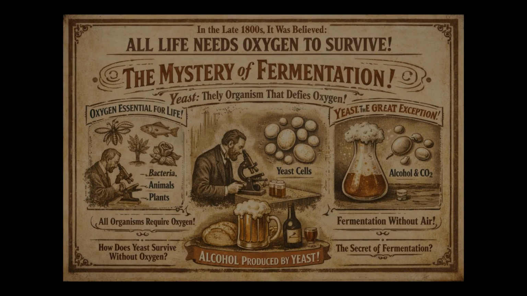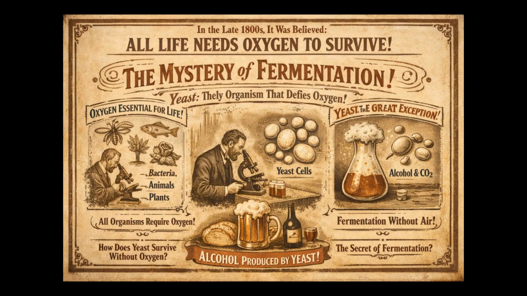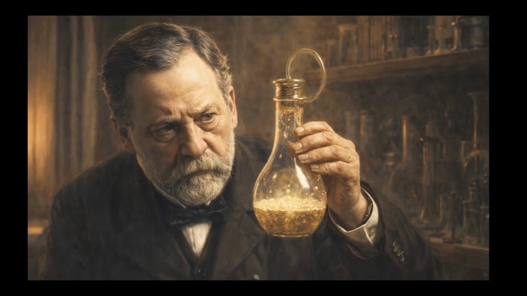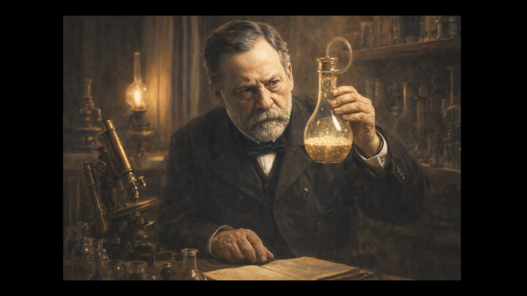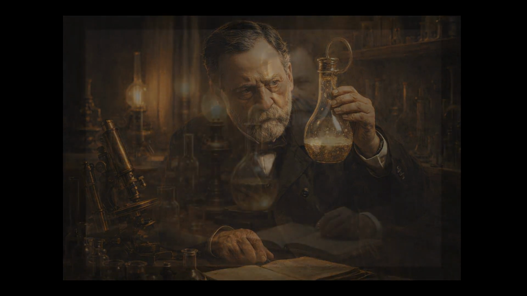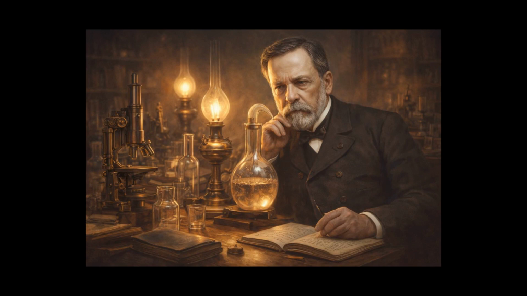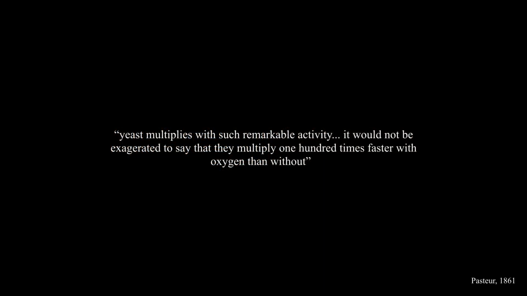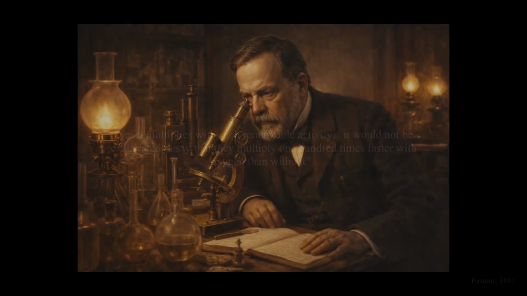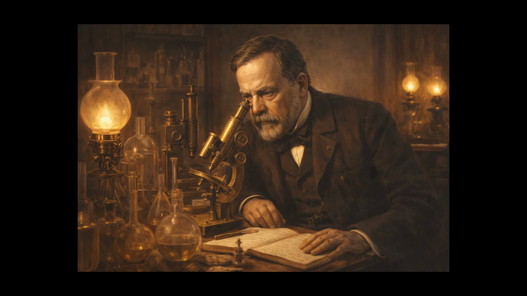In the late 1800s, all organisms were assumed to need oxygen to survive, and yeast was the only one known to be able to ferment. But then Pasteur came across a species of bacteria that could not only ferment, but did so even better in the absence of oxygen. So Pasteur thought that maybe fermentation had something to do with the ability to survive without oxygen. And when he tested this, he found that yeast grown under aerobic conditions, that is, in the presence of oxygen, multiplied with such remarkable activity, it would not be exaggerated to say that they multiply 100 times faster with oxygen than without. However, Pasteur found that although yeast could survive better in oxygen, it couldn't ferment anymore.